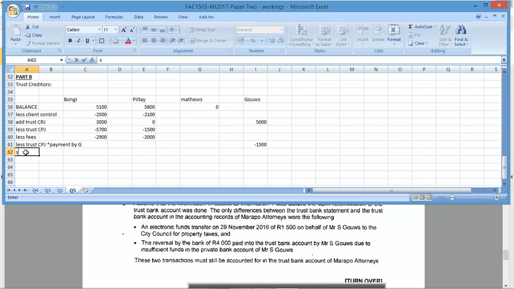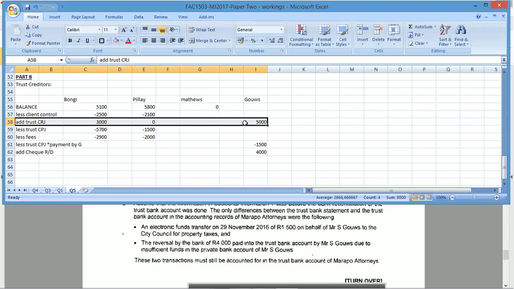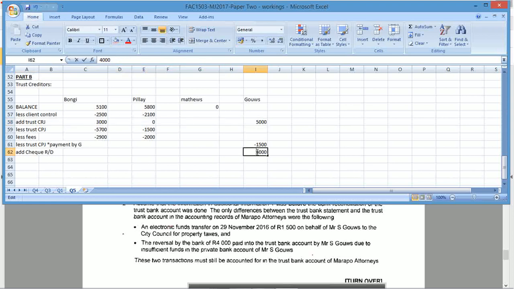So then you would add back the check RD. Okay, meaning they still owe you an extra 4,000. Right, reversal by the bank of 4,000 paid into the trust bank account. Okay, so trust bank account reversal, meaning it didn't go through, so minus reversal less.